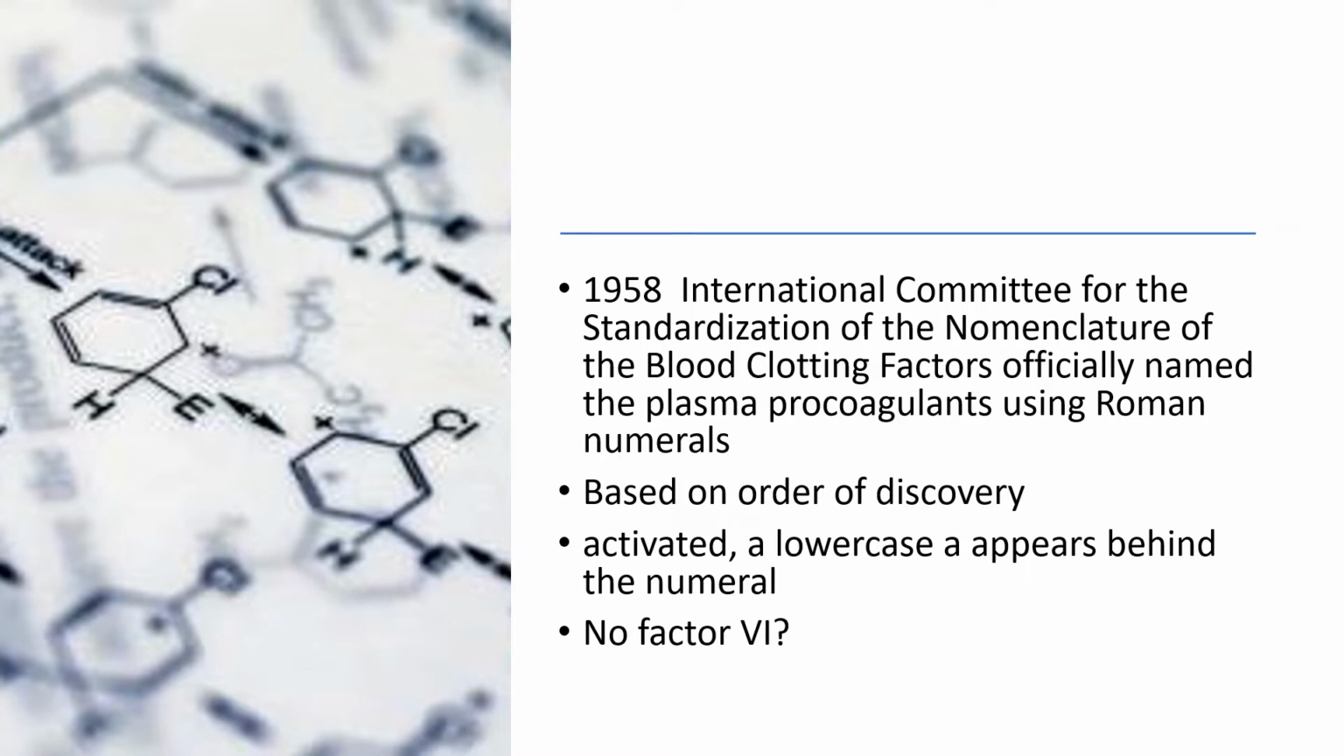The numbers that we see are based on the order of discovery, so they do not necessarily come in correct sequence. Right, so most of them are zymogens in inactive form, and when the zymogens are activated, there appears a lowercase a after the numeral. So the question is, why is it that there is no factor 6? It is because they found out that there used to be a factor 6, but this factor 6 is actually activated factor 5.